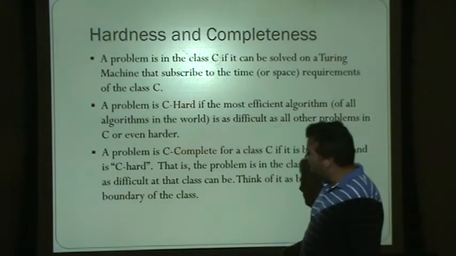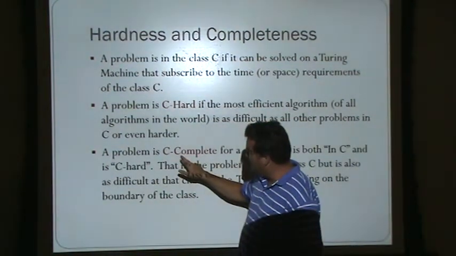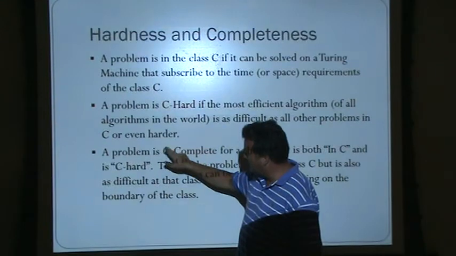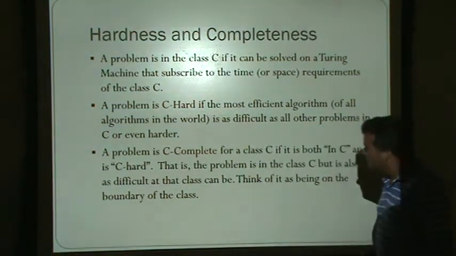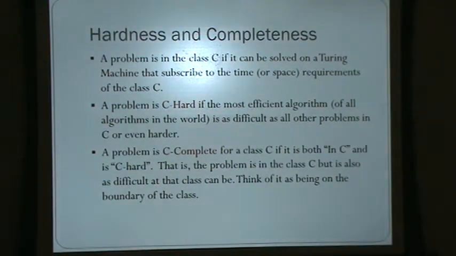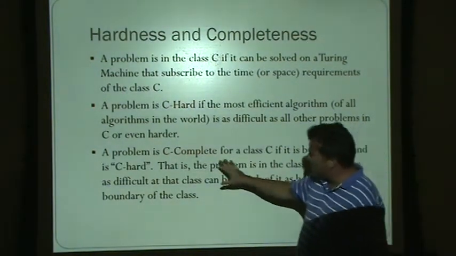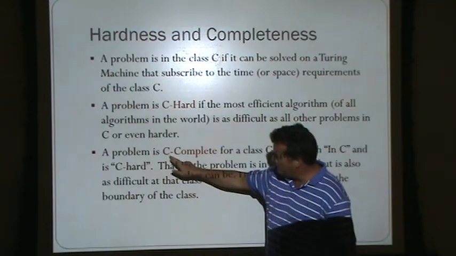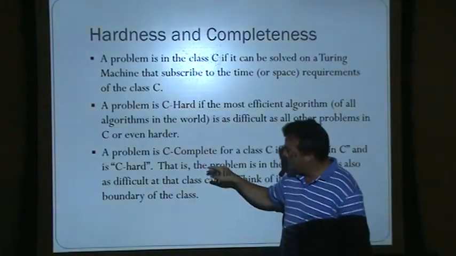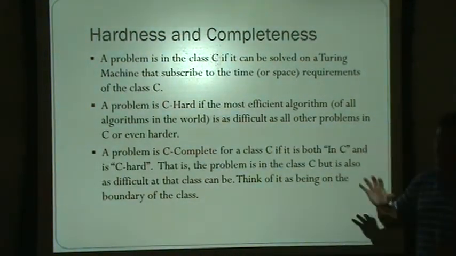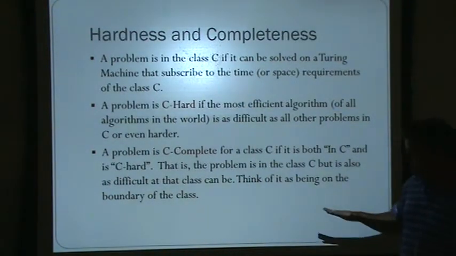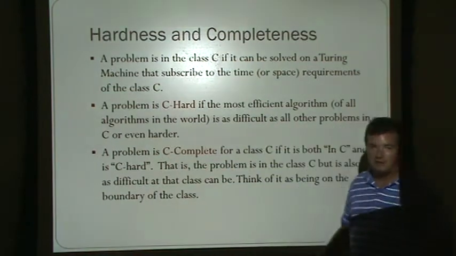And then the idea of completeness: a problem is class-C complete if it is both in the class and is as hard or harder than any other problem in that class. It's a formal definition saying that if a problem is complete for some class, then the best algorithm in the world to solve that problem takes a minimum of whatever the class is.